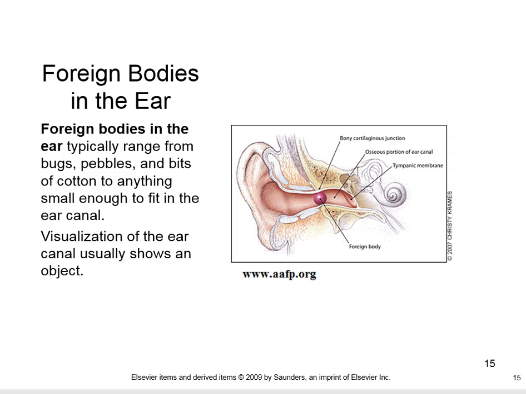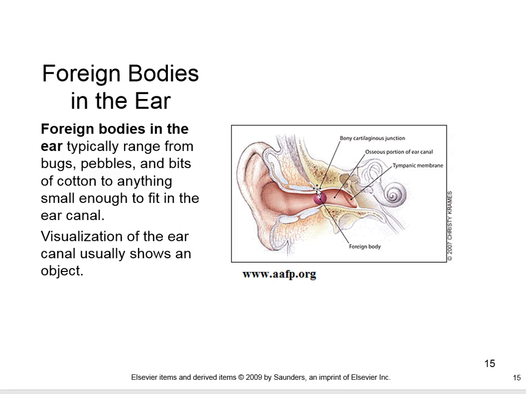Okay, let's talk about foreign bodies. These are in the ear. They typically range from bugs, pebbles, and bits of cotton to anything small enough to fit in the ear canal. Visualization of the ear canal usually shows an object. The external auditory canal narrows at the bony cartilaginous junction, okay, right in here. Foreign bodies are easily trapped in this area, increasing the difficulty of removal.